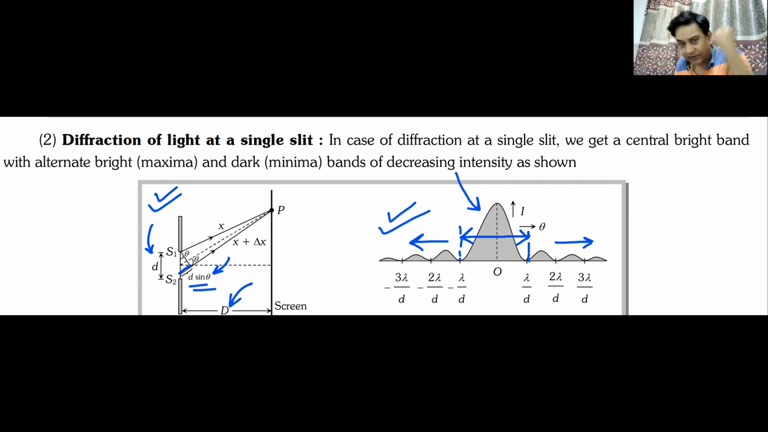Remember, this diagram is not given in your sheet. Your sheet has a similar diagram, and we will go through that diagram as well. But please note down this diagram from here.